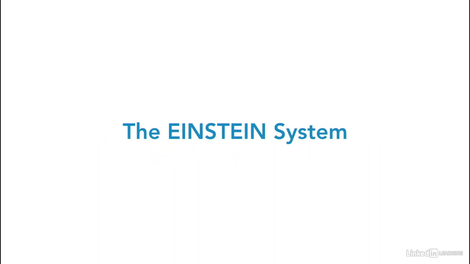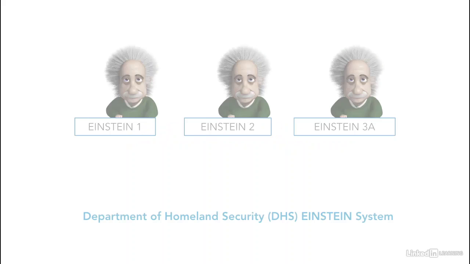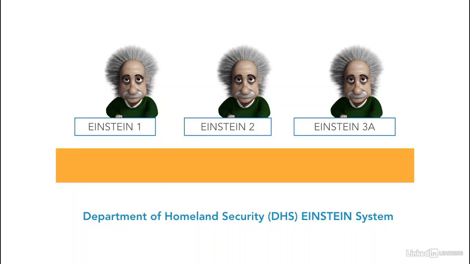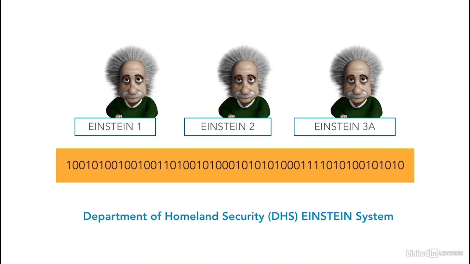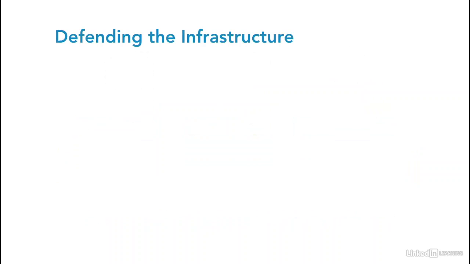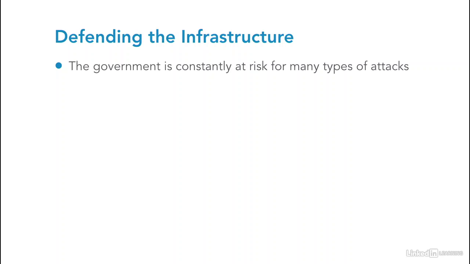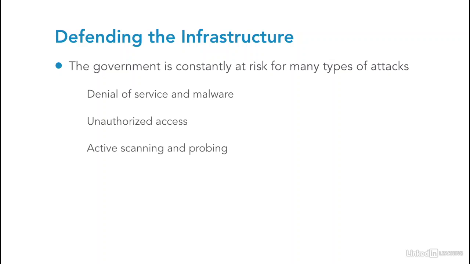In the real world, intrusion detection is used in many forms. One is the Department of Homeland Security's Einstein system. The Einstein system is comprised of Einstein 1, Einstein 2, and Einstein 3A. The Einstein system actively monitors the traffic for threats. The United States government is constantly at risk for many types of attack, including denial of service attacks, malware, unauthorized access, and active scanning and probing.